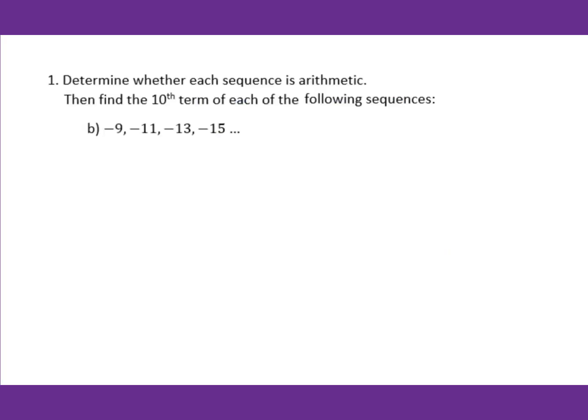Here's the example. Determine whether each sequence is arithmetic. Then find the 10th term of each of the following sequences. First of all, we need to determine whether each sequence is arithmetic or not. So any term minus a previous term, you will get a constant. Then this is an arithmetic sequence. So we get -2, -2. Here's -2. Therefore, it is an arithmetic sequence.